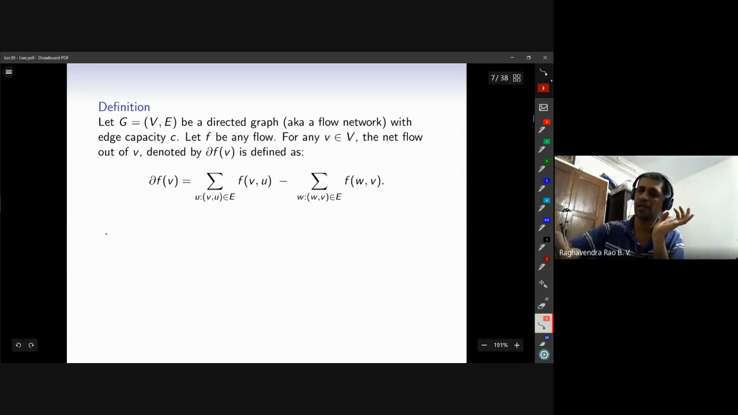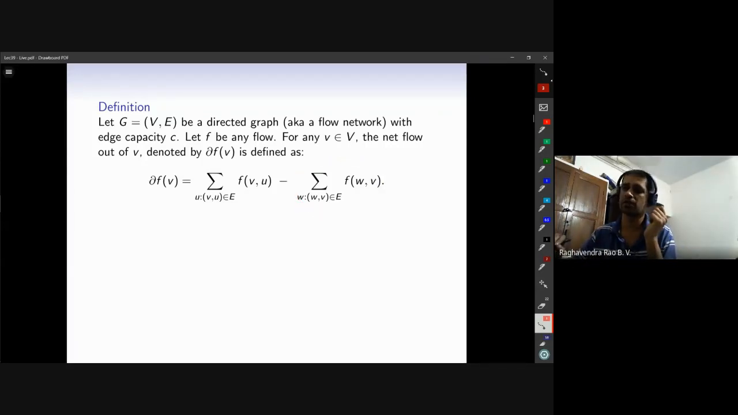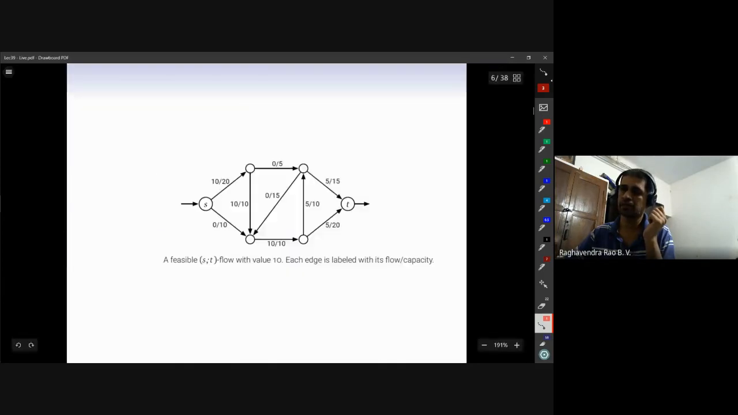So you look at all outward edges and sum their flows, and then deduct from it the sum of the flows at all inward edges. So for example, let's look at this example.